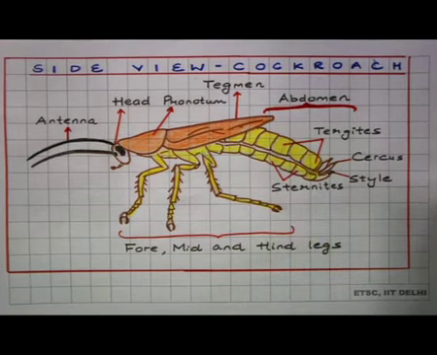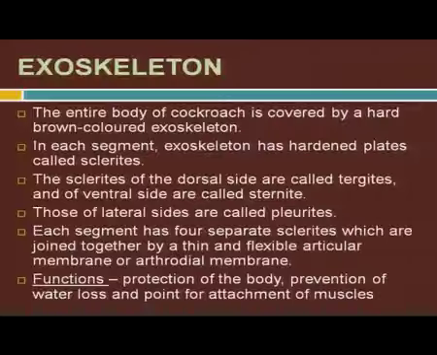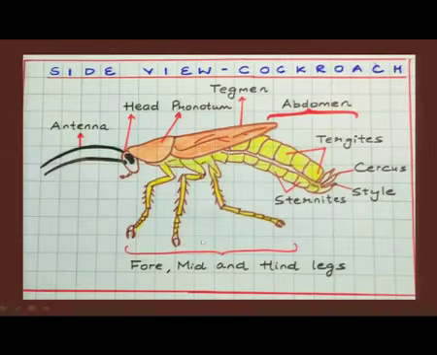What is the function of the exoskeleton in insects? Yes, you are right, the functions include protection of the body. It also helps in prevention of unnecessary water loss from their body because they live in dry terrestrial conditions, and it also serves as a point for attachment of the muscles. So, these are the basic functions of the exoskeleton. In this picture again you can see what I have shown you, the tergites and sternites.